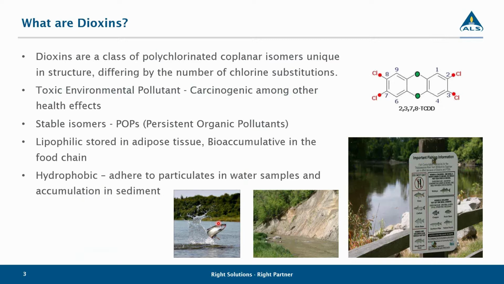They are extremely lipophilic, or fat soluble, and stored in the adipose tissue in animals for many years. Accumulation over time through chronic exposure is called bioaccumulation. Dioxins also accumulate in the food chain. The half-life in the body is estimated to be somewhere between 7 and 11 years.